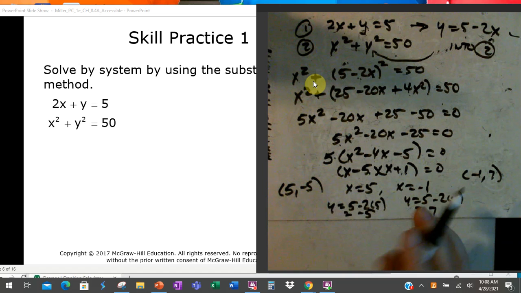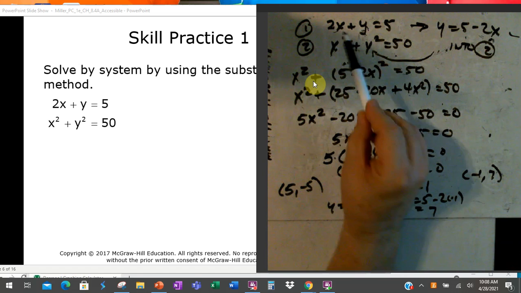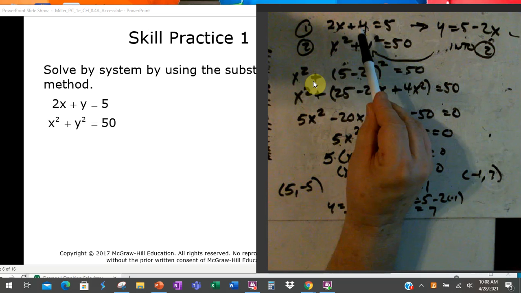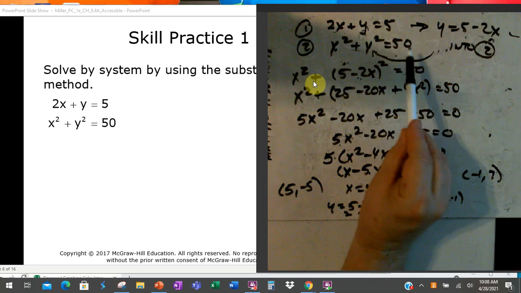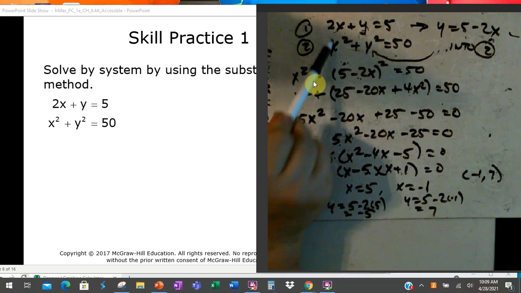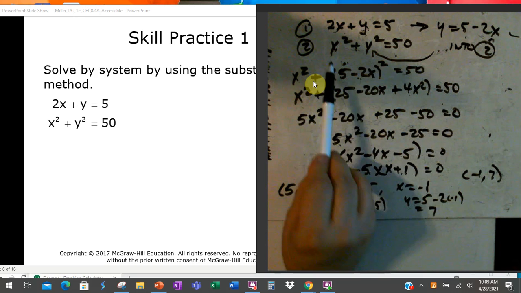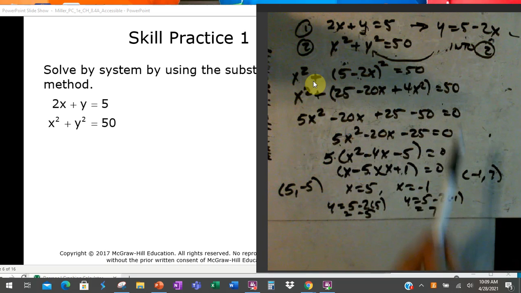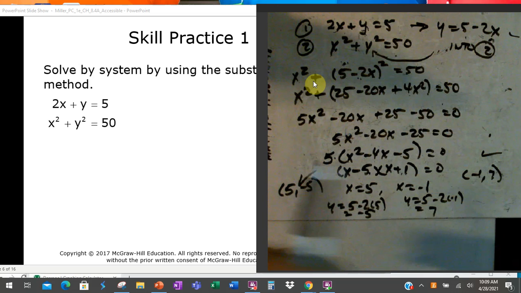I should go back and check each one of these things. So here, 10 minus 5 is 5, that checks. 25 plus 25 is equal to 50, that checks. Okay, how about this one? Negative 2 plus 7 is 5. 1 plus 49 is equal to 50. Both of these check. Sometimes I'll introduce solutions, so I need to go back and check to make sure both are solutions when I come up with it.